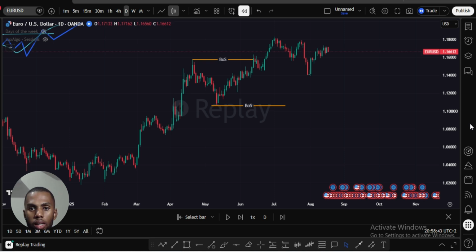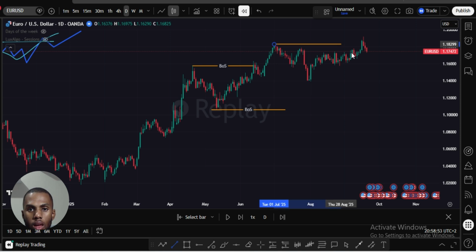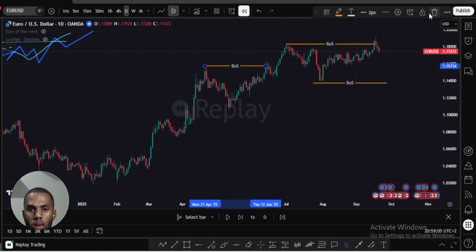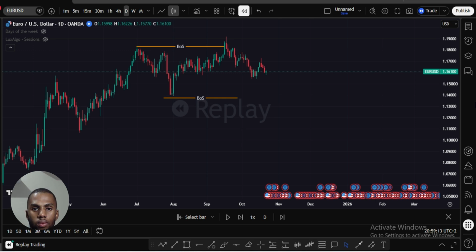Here we have a pullback. And here's another break of structure. At this high, the market broke and closed above this high. So we take this and drag it across at this low. Let's get rid of this one. Let's look for another break of structure. This is all we are doing, identifying break of structures. That's all. Not identifying liquidity sweeps, top-down analysis, or trading.